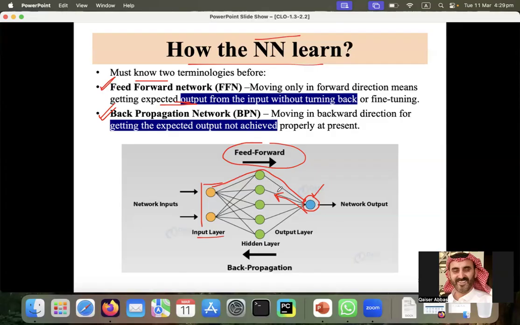And if in your model it is always moving in the forward direction, and you are getting your expected output there, this is called a feed forward neural network. Because in this network, you don't have to go back for finding the correct answer or for finding the optimized weights, and you don't need any fine tuning.